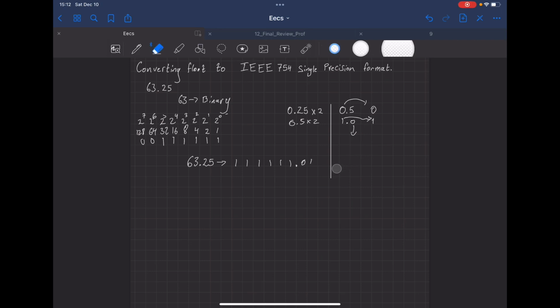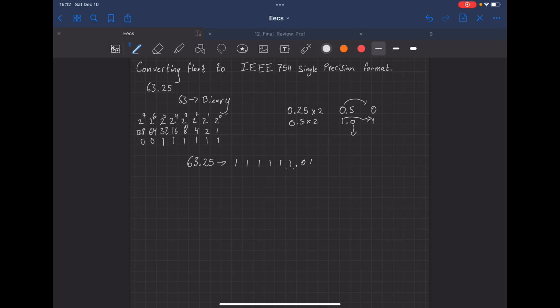Okay, so going forward, the next step is to simply shift this decimal over here. Similarly, if we were to write scientific notation in decimal, you multiply it by 10, but because we're in binary, we're multiplying or dividing by 2. So that's how we're going to write it.